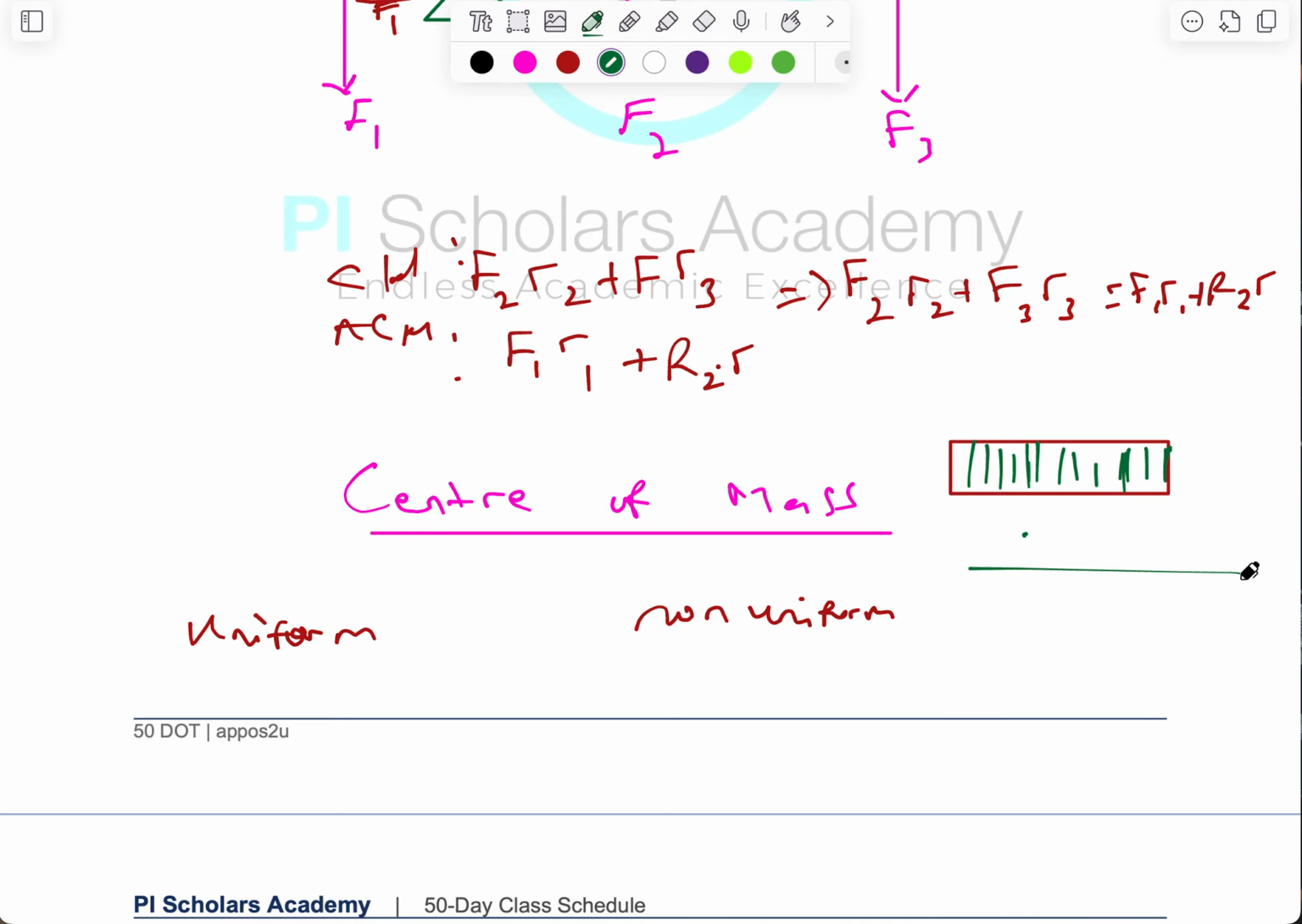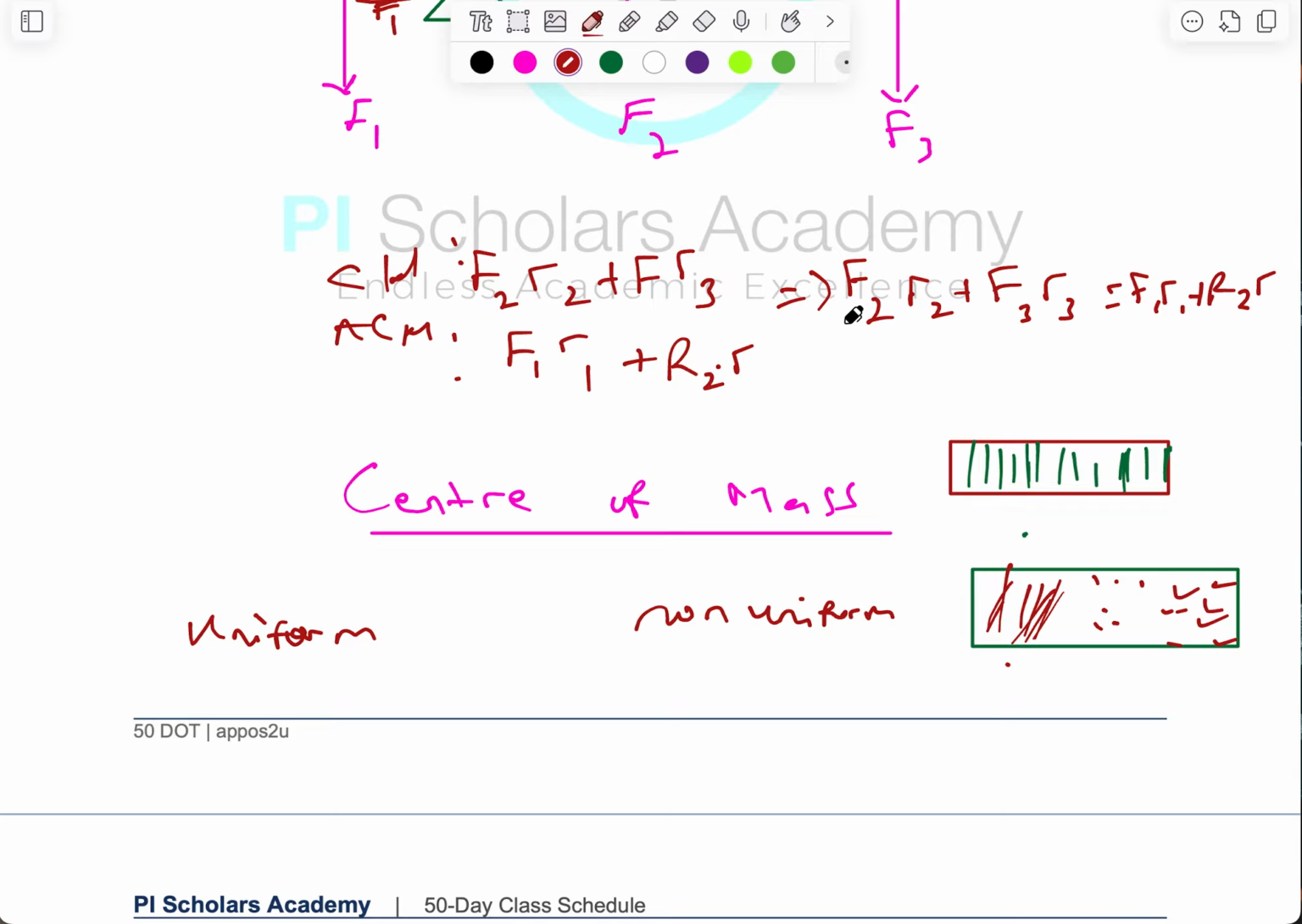But if the object is non-uniform, it can look like this. It looks like it's uniform. But it's possible that it has more content at one side, and at this side, it has lesser content. At this side, it can have a different type of content. So in this case now, you don't have a uniform distribution of the content of that body. So therefore, you say it is non-uniform.